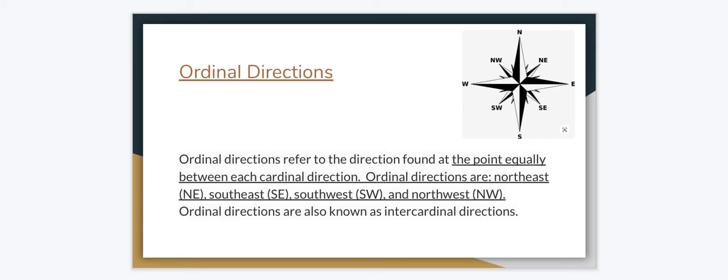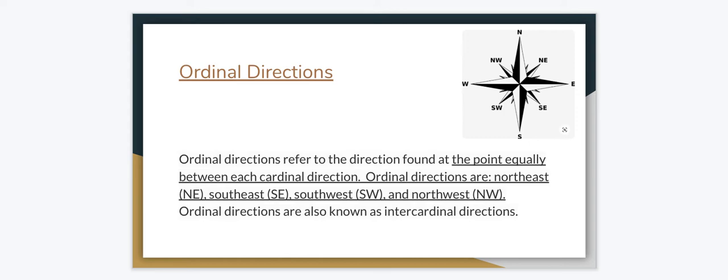Ordinal directions. Now we're going to make things more complicated. The ordinal directions refer to the direction found at the point equally between each cardinal direction. Ordinal directions are northeast, known as NE, southeast, known as SE, southwest, known as SW, and northwest, known as NW. Ordinal directions are also known as intercardinal directions. So these directions make things a little more precise.